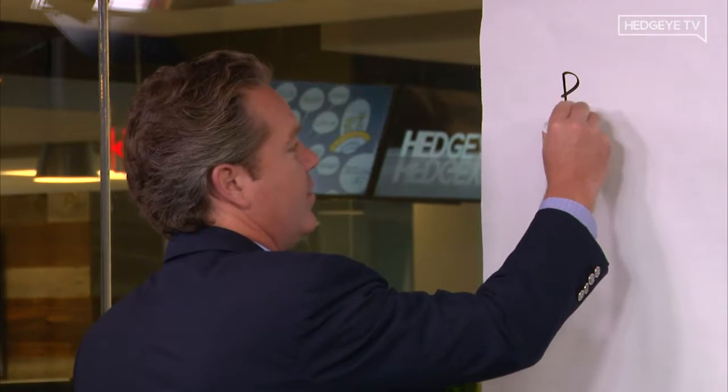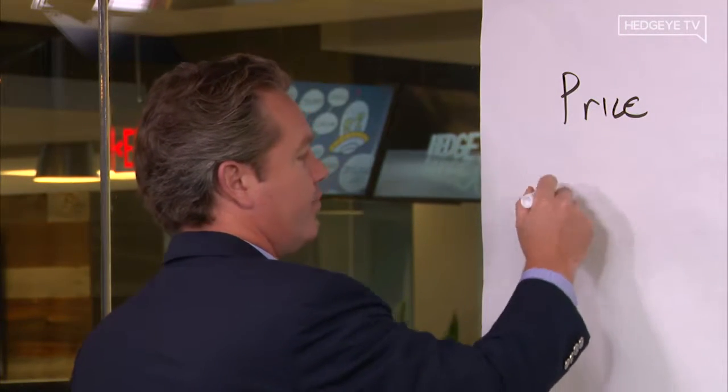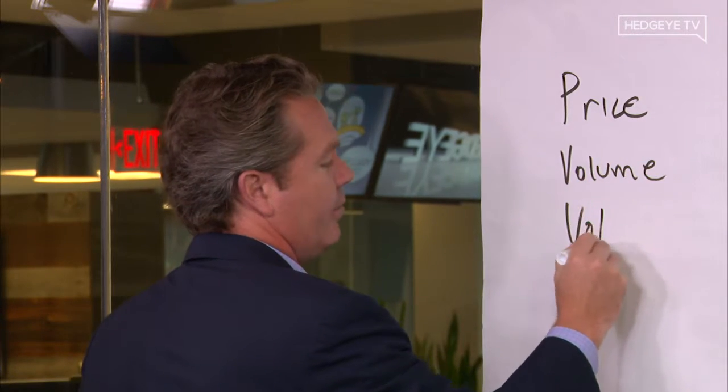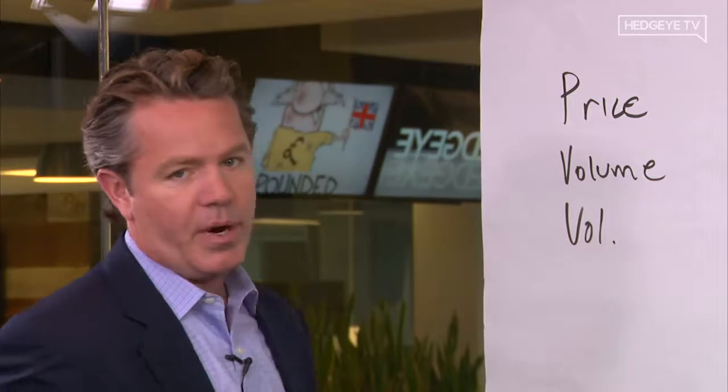Price, volume, and volatility are the hallmarks of the Hedgeye process in terms of daily measurement. So again, price, volume, and volatility. These three things, the rates of change of those, how they look on their own individually, how they look as a group, how they look across durations within fundamental macro themes. This is how you do the macro.